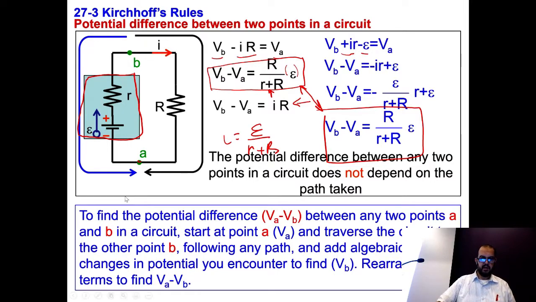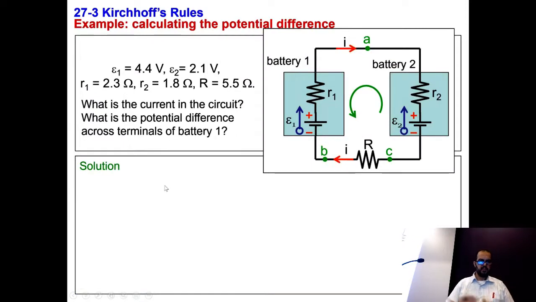Let's do an example. All right, so here is a circuit. It's a simple circuit. We have two batteries, real batteries, with internal resistances r1 and r2, and EMFs epsilon 1 and epsilon 2, and we have an external load resistance. What is the current in the circuit? In order to solve for the current, I can choose a loop. I chose the loop in this direction, which is counterclockwise. Let's start at point A and write the equation.